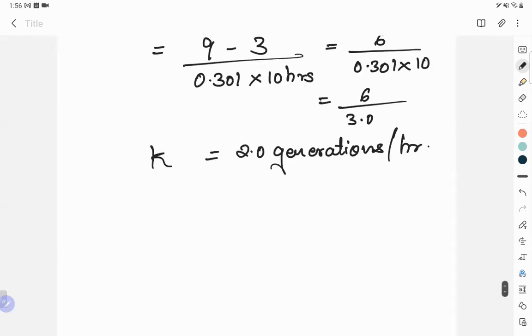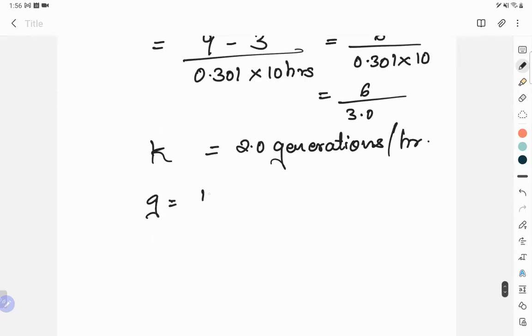अभी अगर मुझे इसका डबलिंग टाइम ढूंढना है, डबलिंग टाइम इज g is equal to 1 by k, so that is going to be 1 by 2, correct? Yes, sir. So what is the value that I'll get? 0.5. Correct? Now what will be the unit?